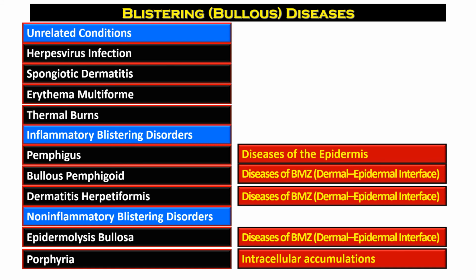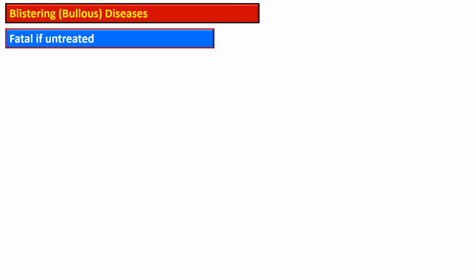Then there are some unrelated conditions that also present with the bulla formation. These are herpes virus infection, spongiotic dermatitis, erythema multiforme, and thermal burns. But these are not considered in the blistering dermatoses. These bullous disorders of the skin can be fatal in some instances if untreated.